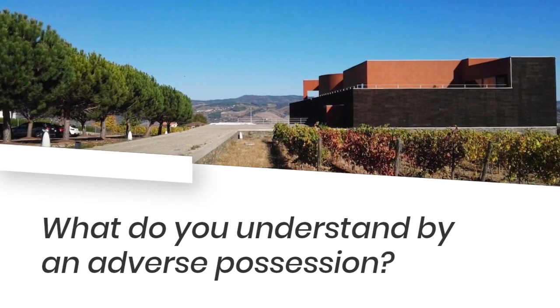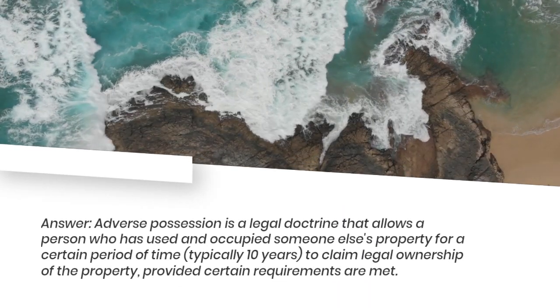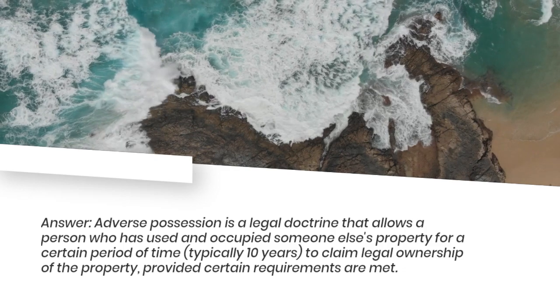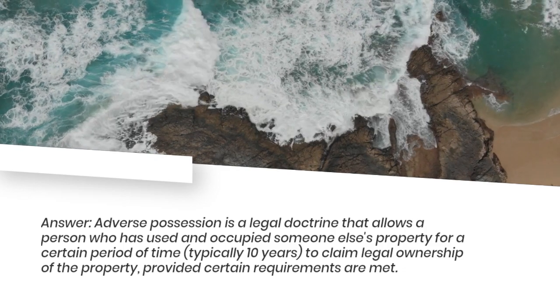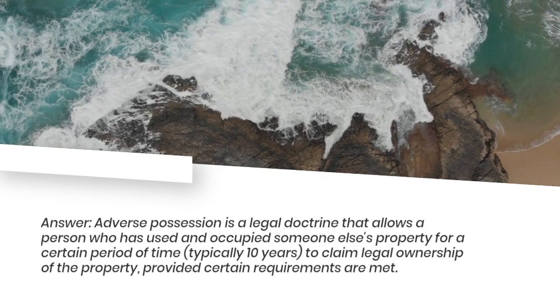What do you understand by adverse possession? Answer: adverse possession is a legal doctrine that allows a person who has used and occupied someone else's property for a certain period of time, typically 10 years, to claim legal ownership of the property, provided certain requirements are met.